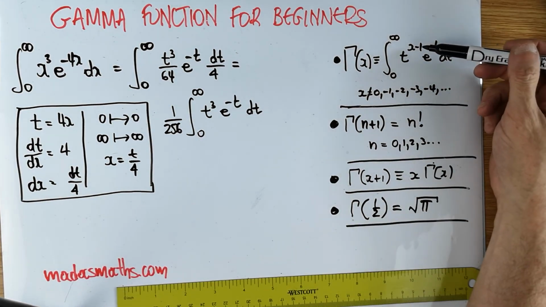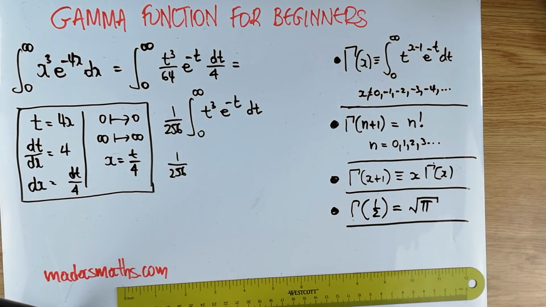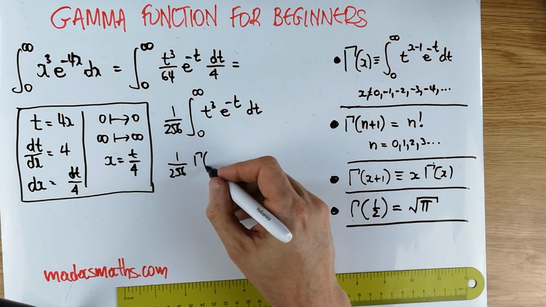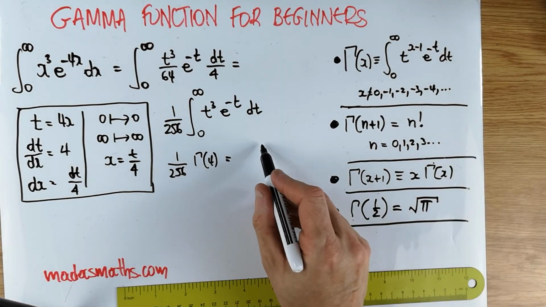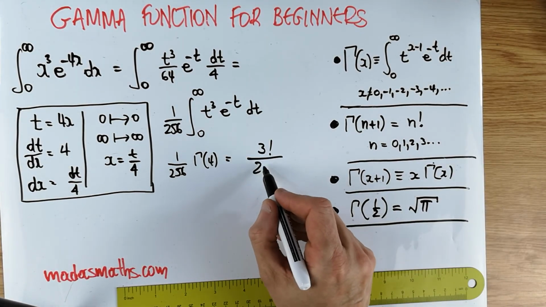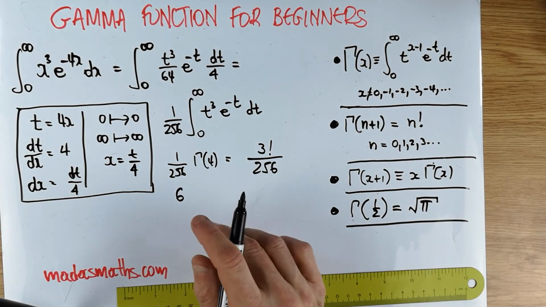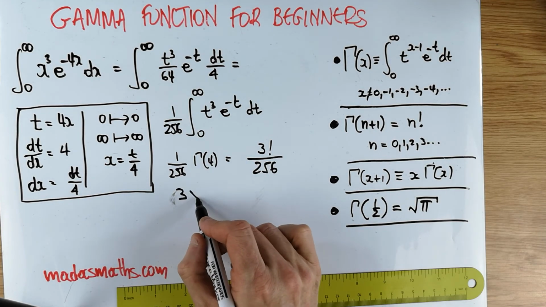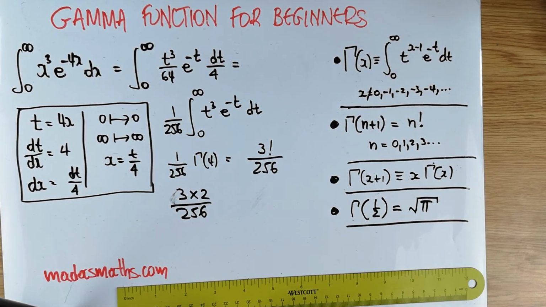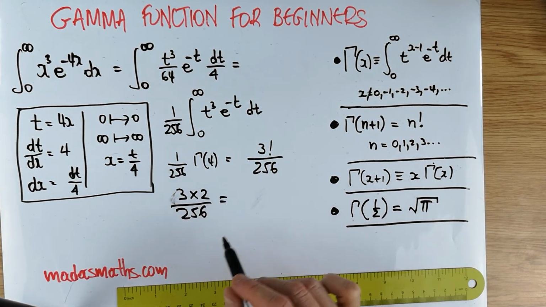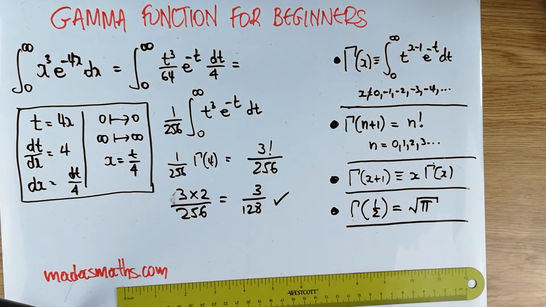So if you look at this definition, this is of course 1 over 256, and this is the gamma of 4. And the gamma of 4, if it's a whole number, is a factorial. So it's going to be 3 factorial divided by 256. 3 factorial is, of course, 6. Let's write it as perhaps 3 times 2 divided by 256. And if I cancel this particular quantity, I get 3 over 128. I hope I haven't made any mistakes.